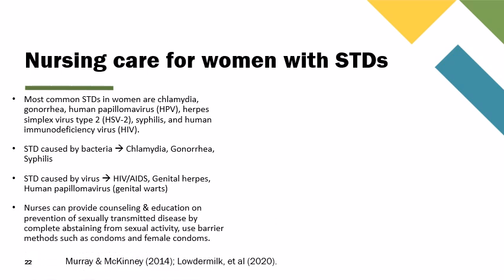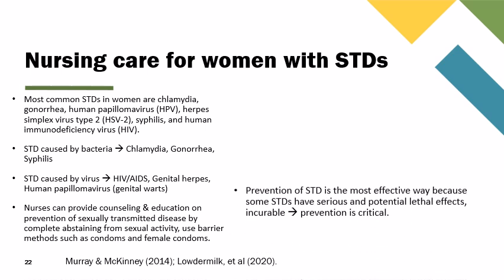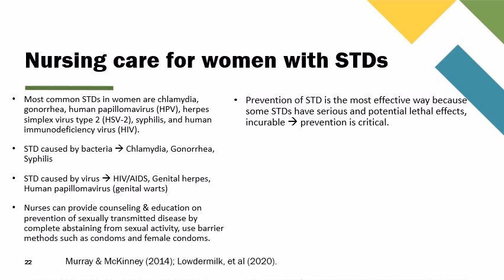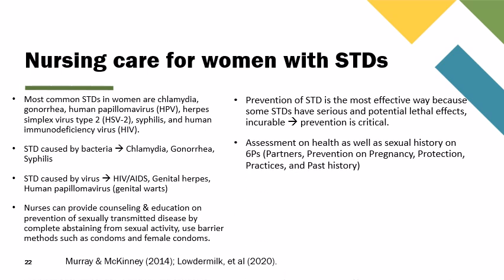Once this happens, nurses can provide counseling and education on prevention of sexually transmitted disease by complete abstinence from sexual activity, or use of barrier methods such as condoms and female condoms. Prevention of STD is the most effective way because some STDs have serious, potentially lethal effects and are incurable. Prevention is very critical to be done before an STD happens.